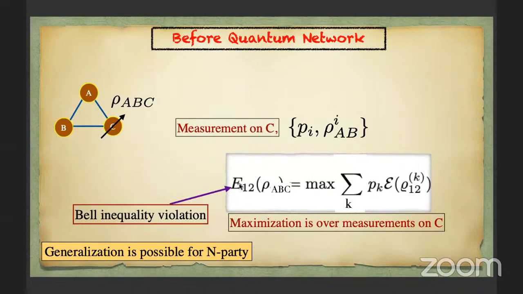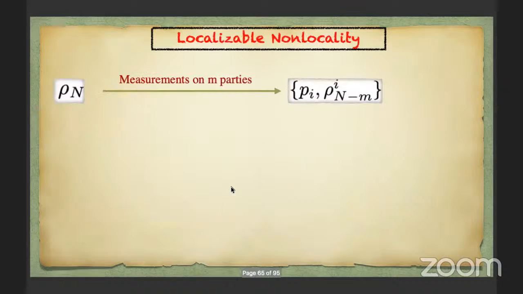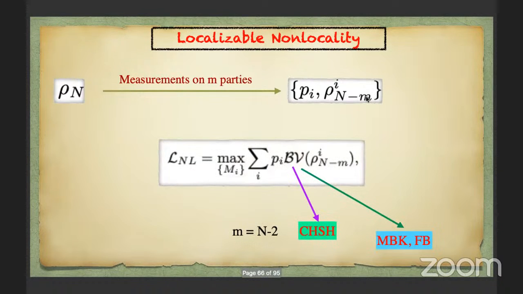Now, suppose instead of this entanglement measure, I consider the violation of Bell inequality. I have an n-party state. I choose suitable measurements on m parties and create this ensemble. Now I calculate the localizable nonlocality, which is this. Here p_i is the probability of obtaining the outcomes, and rho_i is the output state, and you calculate the violation of Bell inequality. If n minus 2 parties perform measurement, the output state will be two-party, and I calculate the CHSH inequality. If it is multi-party, say M, then I calculate the Mermin-Belinskii-Klyshko inequality or a functional Bell inequality.